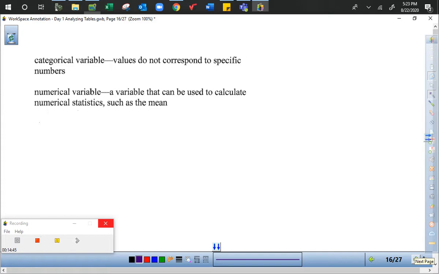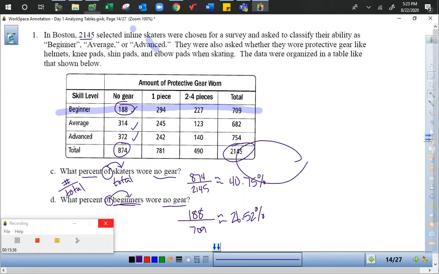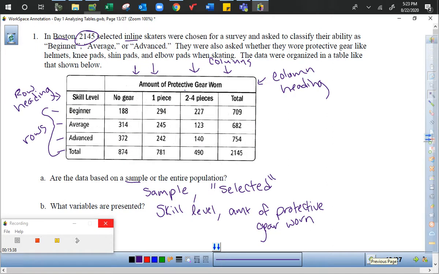So if you were talking about your hair color, well, that's brown, blonde, red. Those aren't numbers. Where a numerical variable like height or weight are represented by numbers. So if we go back to our skill level and our amount of protective gear worn here, that was question A, I think? No, B. These are both categories.